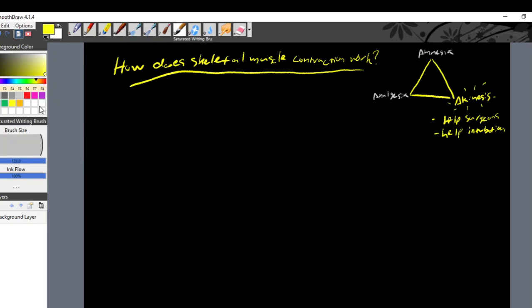And let's first start off by drawing this hand here. So this is going to be our example. If we want a patient to move their thumb, or if we want to move our own thumbs, how do we get that? How does that action of moving the thumb occur? So let's start off by drawing the neuromuscular junction.